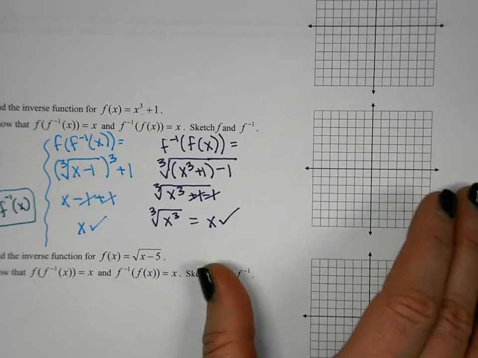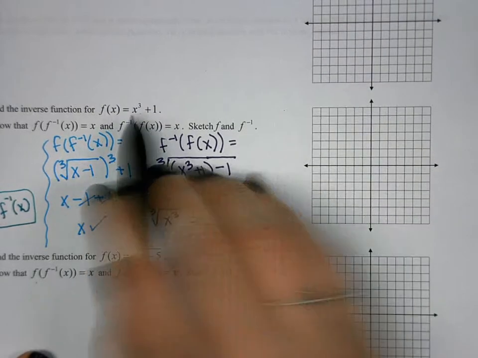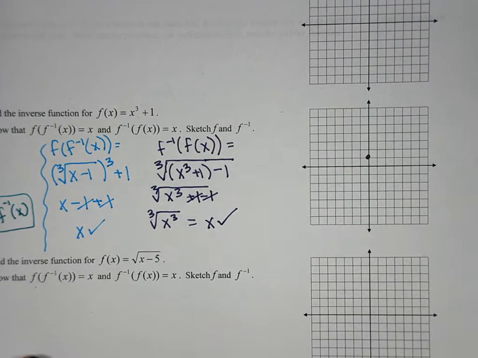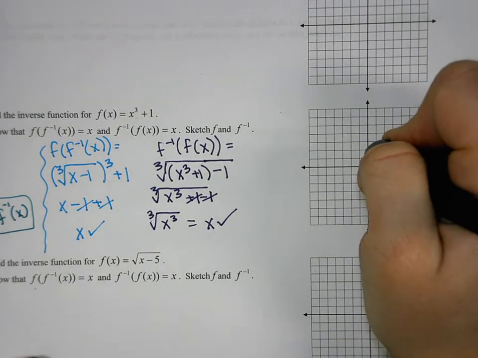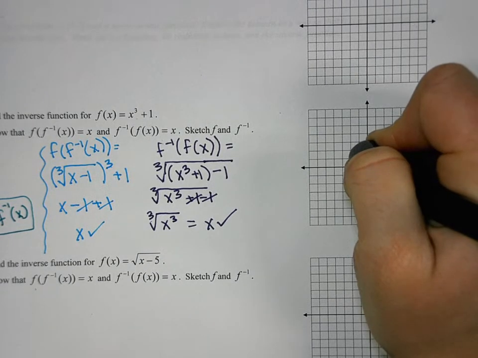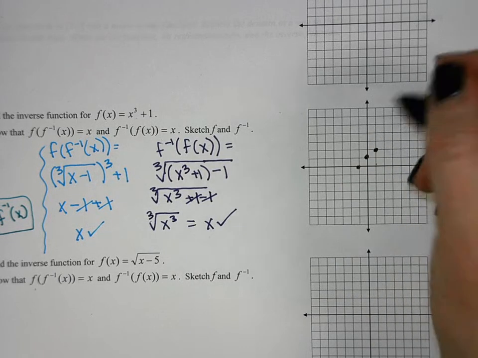So let's go to number 3. And again, we'll start with graphing our original equation, which is a cubic. If you don't remember how to graph a cubic, your fallback is to plug in points. So if we plug in 0 for x, we get 1 for y. If we plug in 1 for x, we get 2. If we plug in -1 for x, we get 0. And if you want, you can plug in a few more.